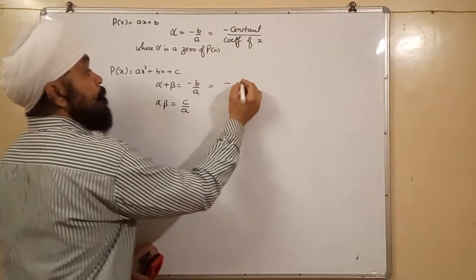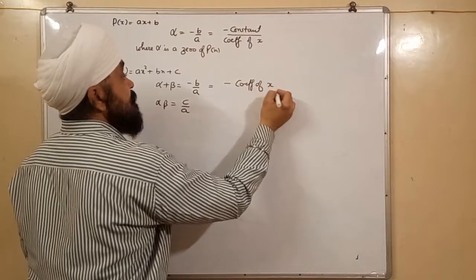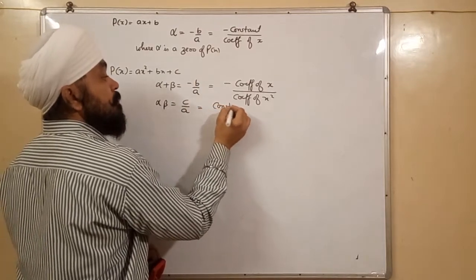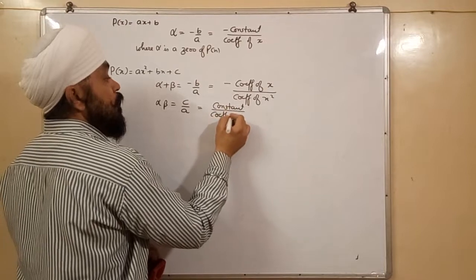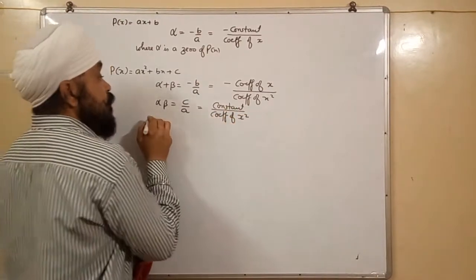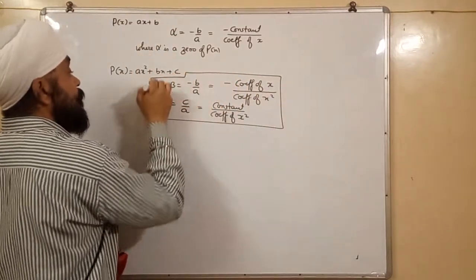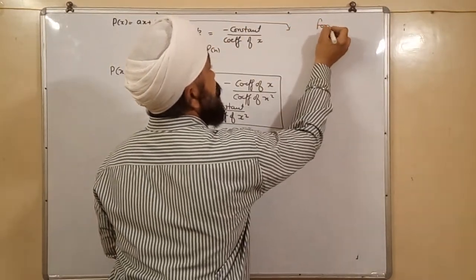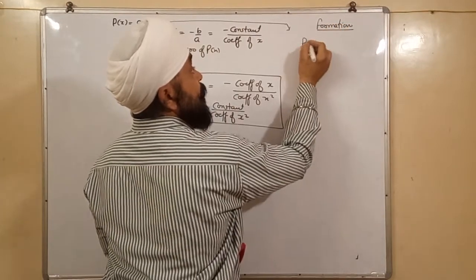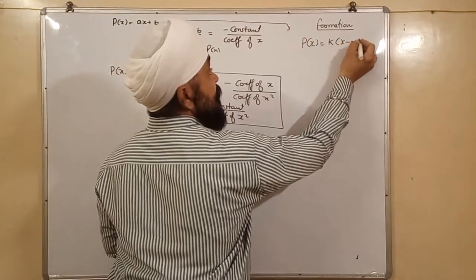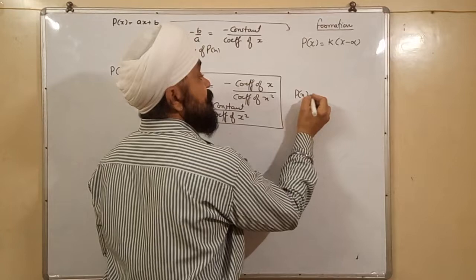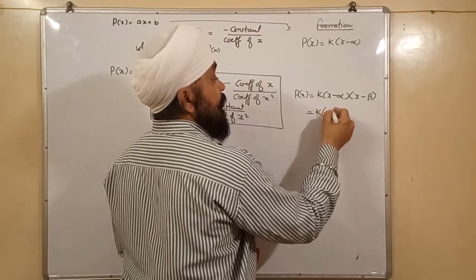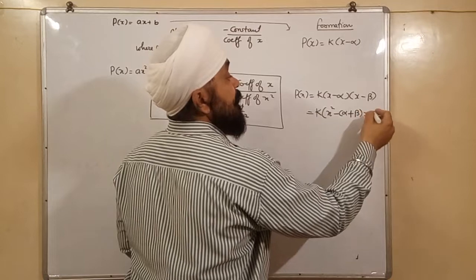So we can write this one as minus coefficient of x upon coefficient of x square. This is constant upon coefficient of x square. So this was the relationship that we were searching for, and along with this we have also deduced one more part, that is the formation. Formation of a linear polynomial will be p(x) equal to k(x minus alpha). If the zeros are given for a quadratic, p(x) will be equal to k(x minus alpha)(x minus beta). Otherwise we can write k into (x square minus (alpha plus beta)x plus alpha beta).